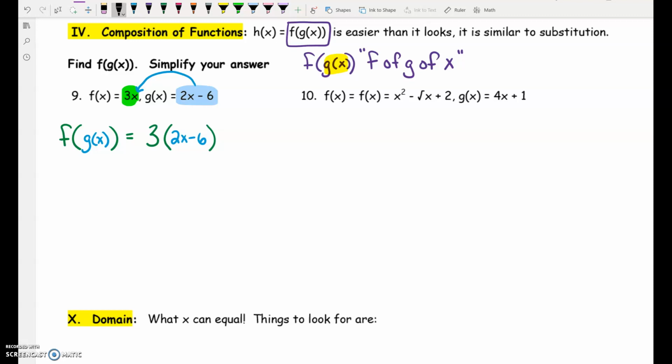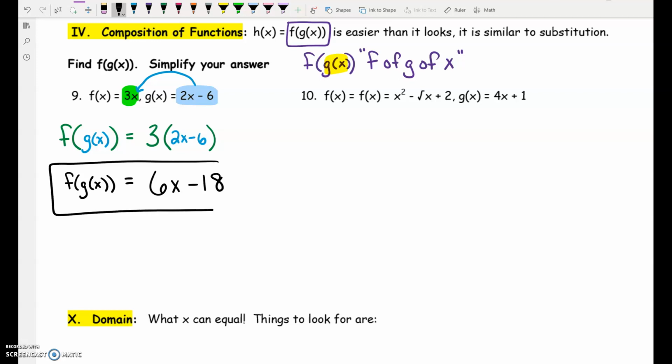Now, once we do that, what do you think we're going to do with the 3? Distribute. 3 times 2x is 6x. 3 times negative 6 is negative 18. So f of g of x is 6x minus 18.